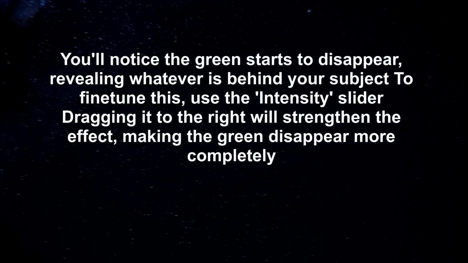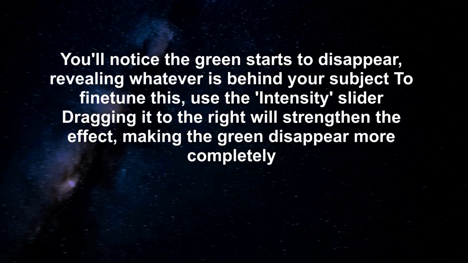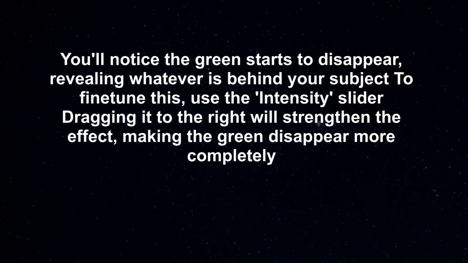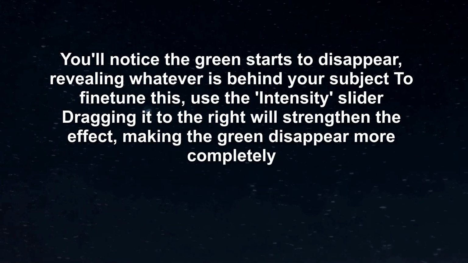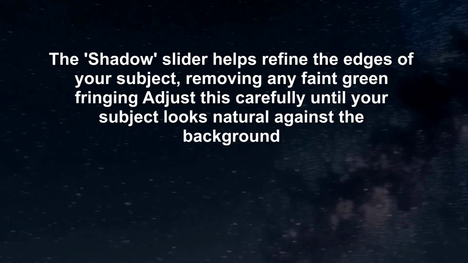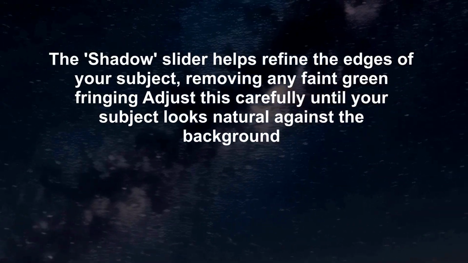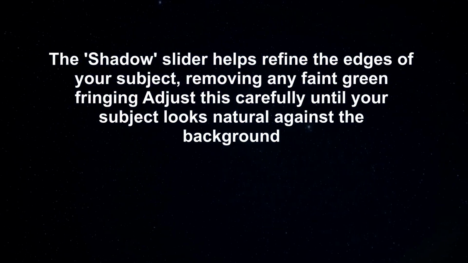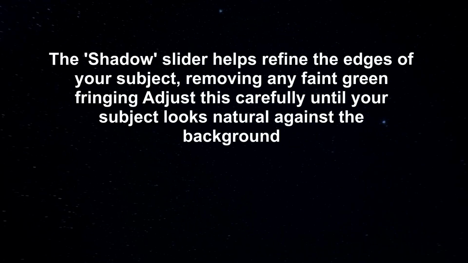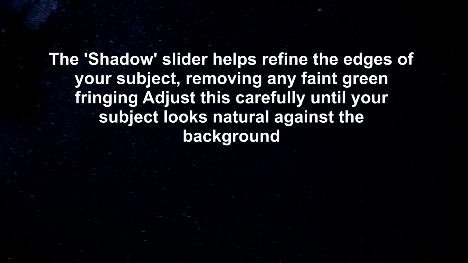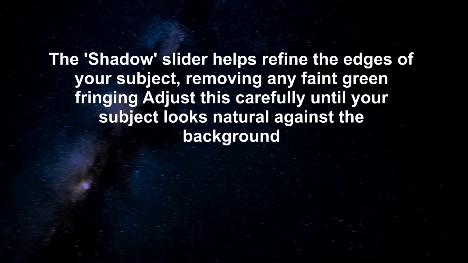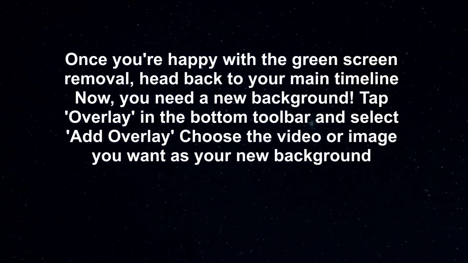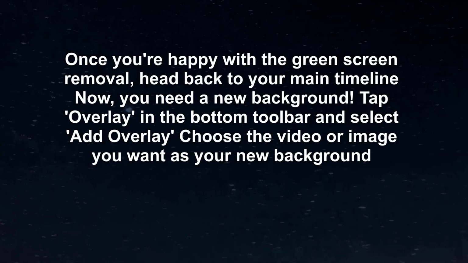To fine-tune this, use the intensity slider. Dragging it to the right will strengthen the effect, making the green disappear more completely. The shadow slider helps refine the edges of your subject, removing any faint green fringing. Adjust this carefully until your subject looks natural against the background. Once you're happy with the green screen removal, head back to your main timeline.